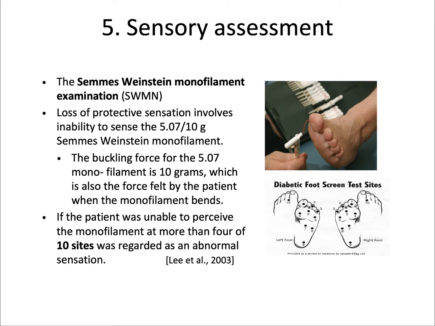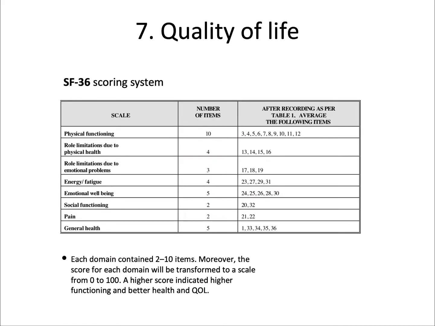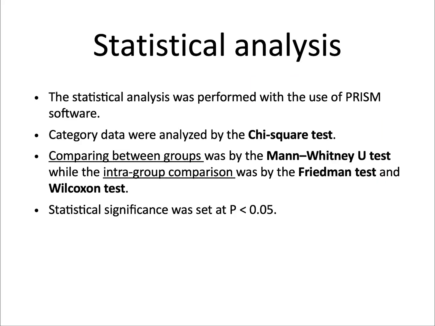If the patient was unable to perceive more than 4 points of the 10 sites, it was regarded as abnormal sensation. The walking ability was assessed by 6-minute walk test, and the quality of life was assessed by SF36 scoring system. The protocol had been approved by the ethics committee of Fengyuan Hospital, and we used non-parametric analysis.